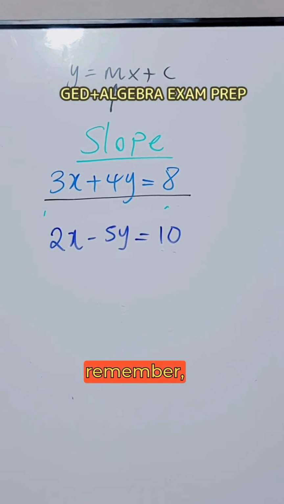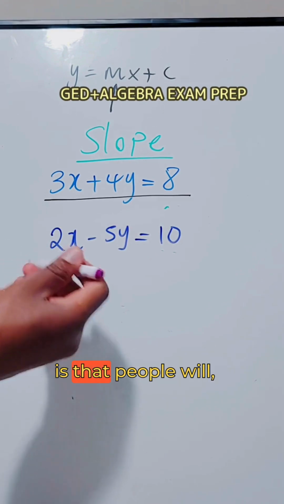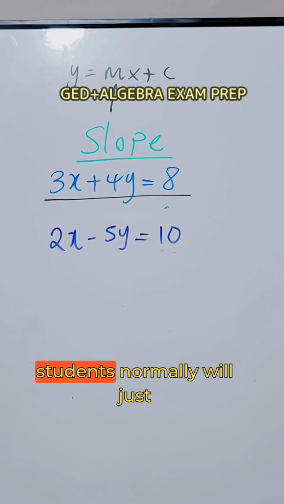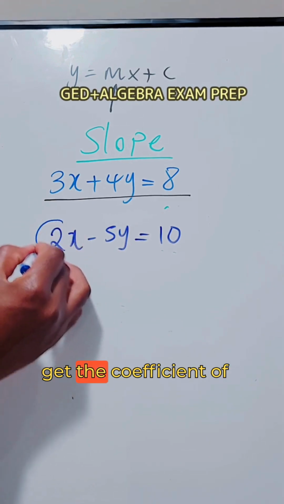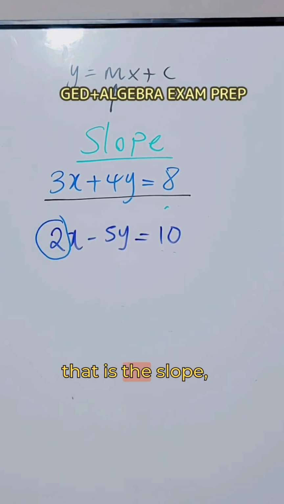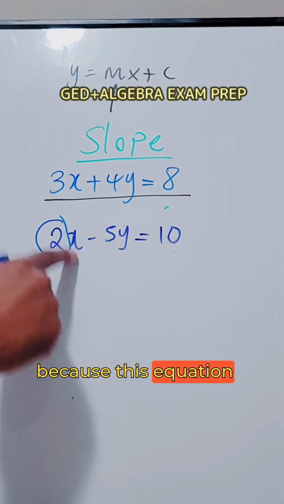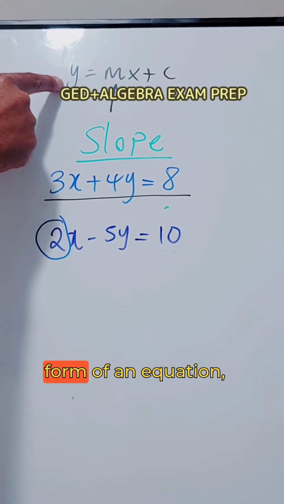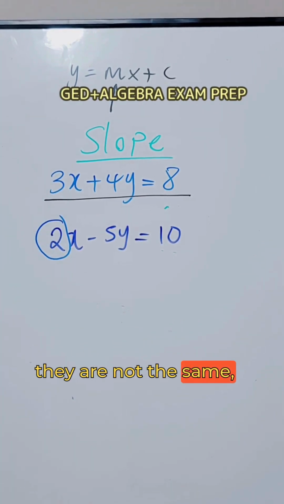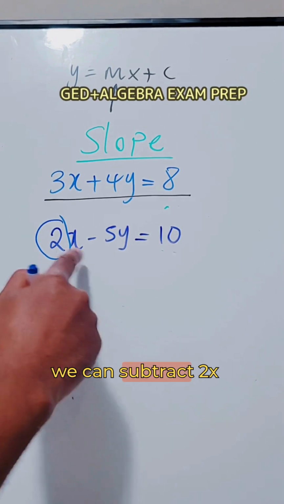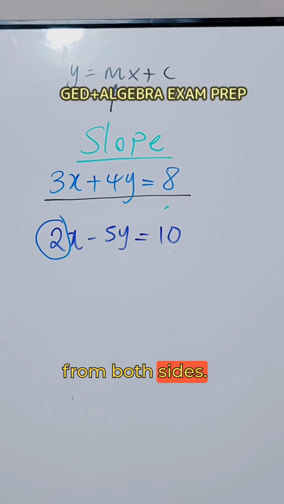So again, remember, the slope here, just a caution, right? The common mistake is that students normally will just get the coefficient of x here and say that is the slope. Okay, but that is not true, because this equation and the intercept form of an equation, they are not the same, right? So what we can do, we can subtract 2x from both sides.